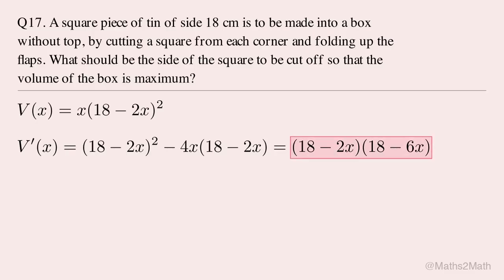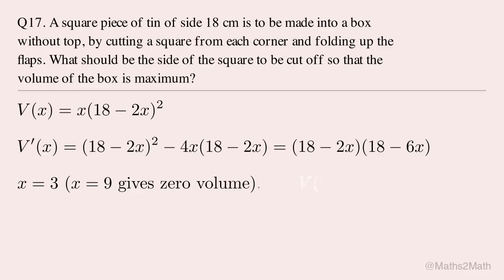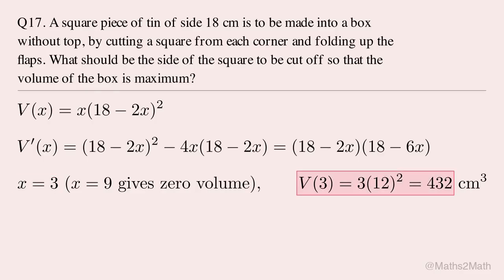Differentiate with the product rule and factor. The zeros are 9, which kills the box, and 3. The second derivative test or sign chart confirms 3 is the maximum.